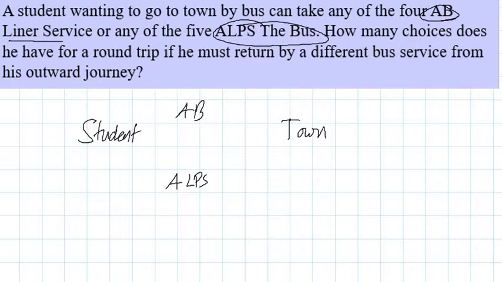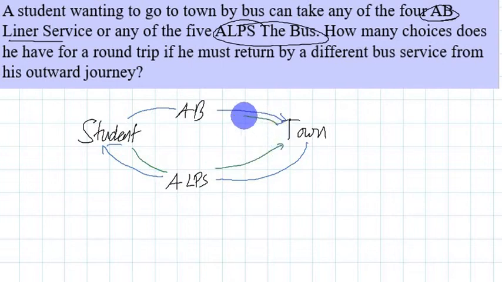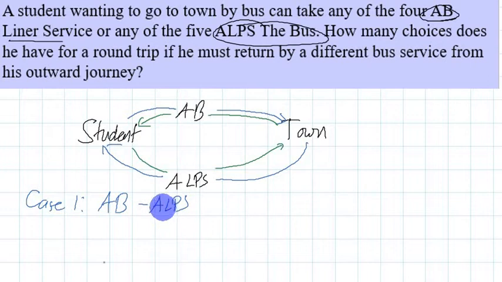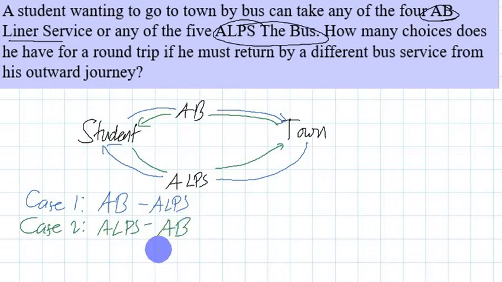For example, if he chooses to take AB to go to town, when he returns from town, he has to use the Alps service. On the other hand, if he uses the Alps service first to go to town, then once he returns to his place from the town, he has to use the AB Liner service. So we actually have two cases of doing the task. Case 1 is using the AB Liner first, then Alps, while Case 2 is using the Alps bus first, then the AB Liner.